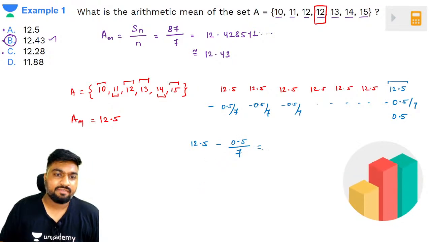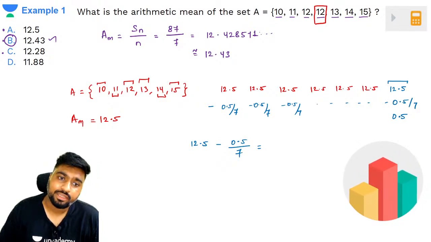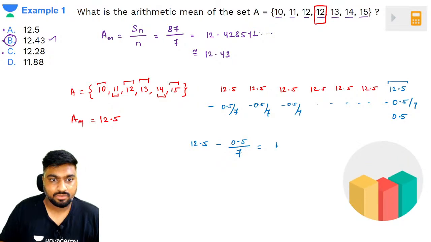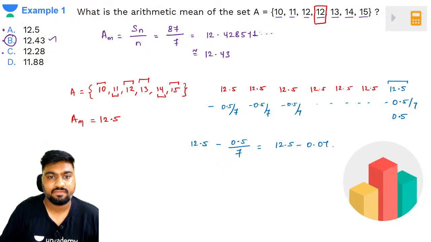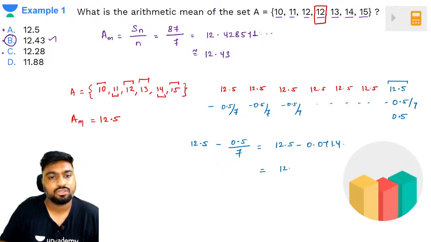0.5 by 7 is 1 by 14. What is 1 by 7? 14.28 percent, that is 0.1428, and if you halve it, you get 0.07. So 12.5 minus 0.07, approximately 12.43.